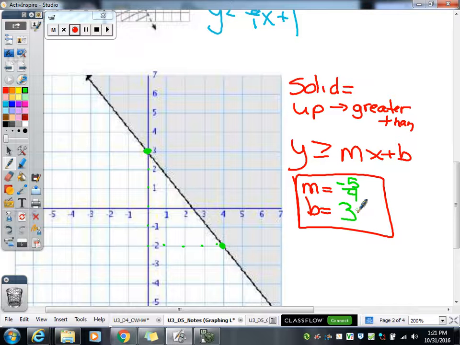So my line now is y is greater than or equal to negative 5 over 4x plus 3. That's the biggest thing with slope. You always got to go to the right. Take a left point, go to the right point. Up is positive, down is negative. Okay, so now is the time you're really going to need the colored pencil.